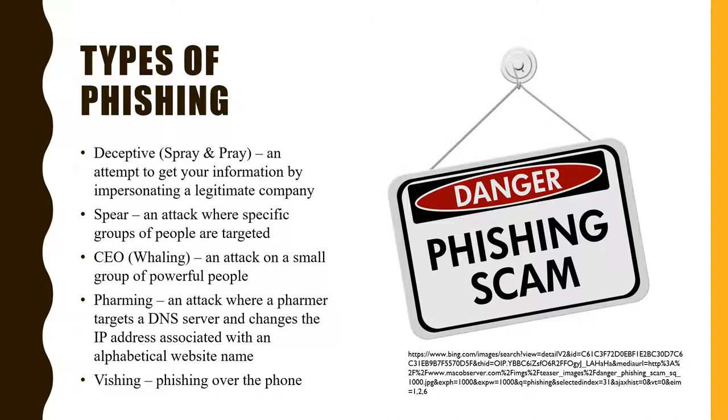CEO fraud, or whaling, is an attack on a small group of powerful people. It's called whaling because fraudsters attempt to harpoon an executive and steal their login credentials. In the event that their attack proves successful, fraudsters can choose to conduct CEO fraud, the second phase of a business email compromise scam, where attackers impersonate an executive and abuse that individual's email to authorize fraudulent wire transfers to a financial institution of their choice.